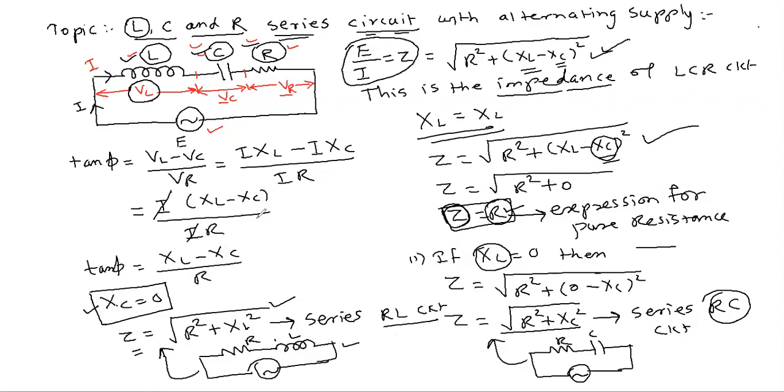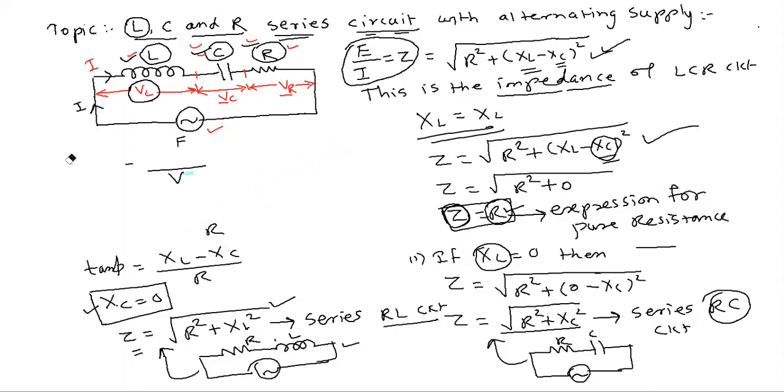Now from the graph or diagram we have just drawn, and the expression for tan phi, I can write the value of cos phi. What is the value of cos phi there? The cos phi you can write as R upon Z, which is equal to R upon, what is Z? Z is the square root of R square plus L omega minus 1 upon C omega, squared.